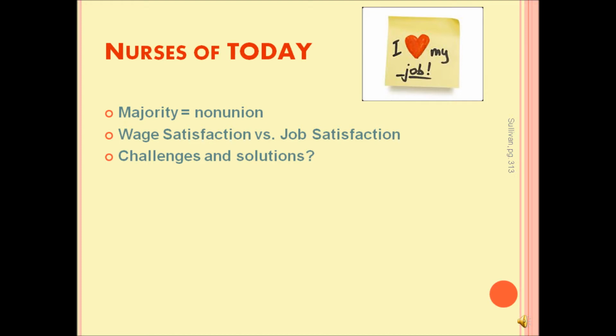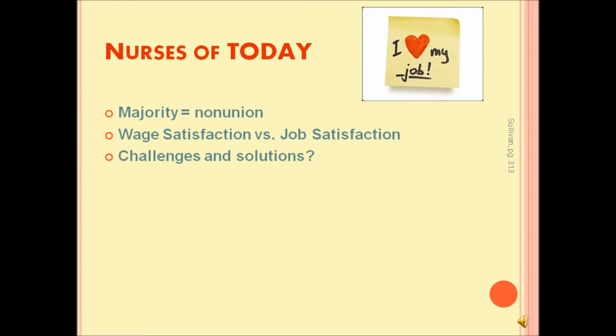So what about the nurses of today? What is their role in collective bargaining? Well, today, the majority of nurses are not unionized and do not participate in collective bargaining. However, those that are part of the union tend to make higher wages.